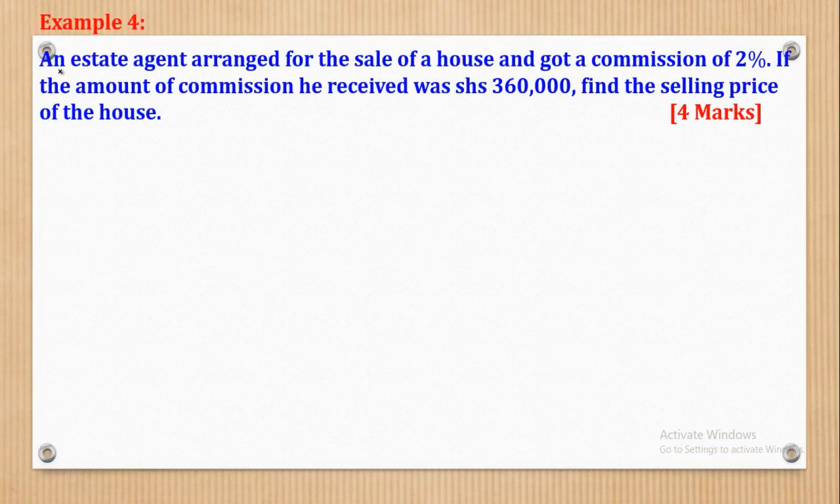Example 4 says an estate agent arranged for the sale of a house and got a commission of 2%. Commission, so I believe by now you know what commission means. So they said if the amount of commission he received was shillings 360,000, find the selling price of the house. Note that here they are giving us the commission he received and the percentage of that commission, but they didn't give us the selling price.